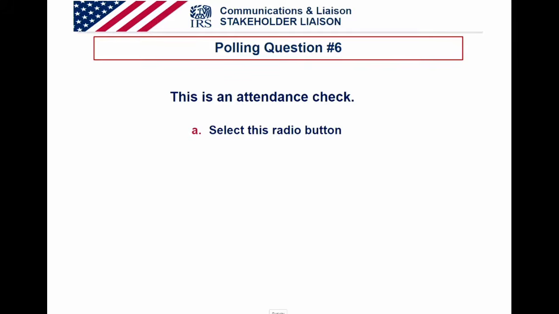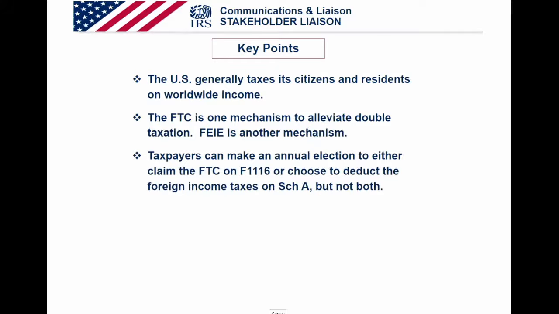Before we close out today's session, Loretta, can you start us off with some key points that you want the attendees to remember from today's webinar? Of course. Some points to keep in mind. One, the U.S. generally taxes its citizens and residents on worldwide income. The foreign tax credit is one mechanism to alleviate double taxation. The foreign earned income exclusion is another mechanism. And taxpayers can make an annual election to either claim the foreign tax credit on the Form 1116 or choose to deduct the foreign income taxes on Schedule A, but not both.